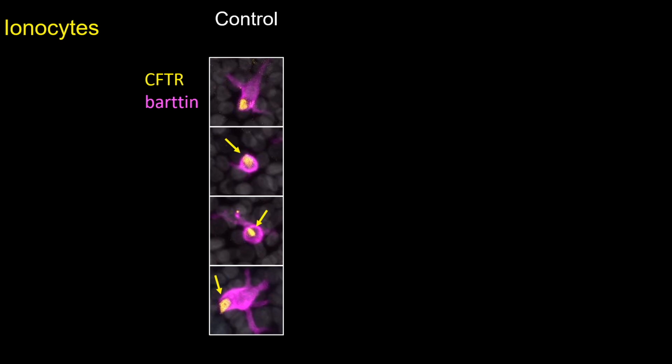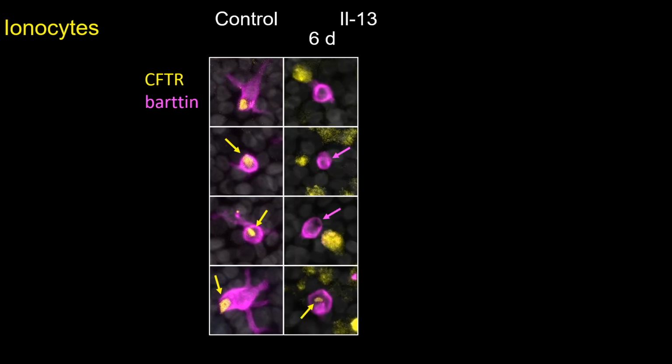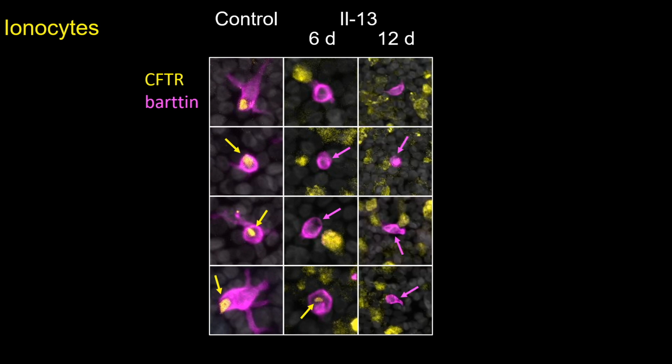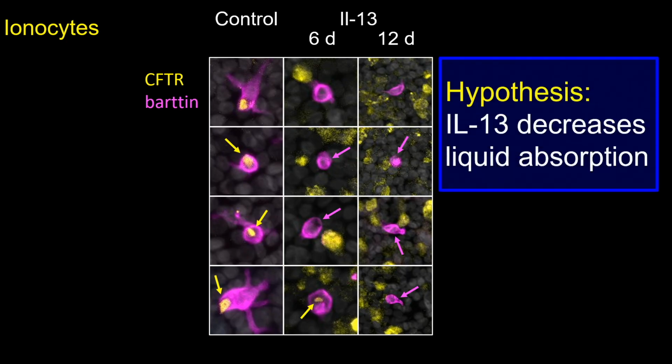Again, nice apical CFTR caps in all 4 ionocytes that I'm showing. But even as early as 6 days after IL-13 treatment, you can see a number of these ionocytes begin to leave the CFTR cap. This one appears to be diminishing there. And then when you extend it out to 12 days, you can see that the remaining ionocytes that are present in the culture all lack this CFTR cap, while the accompanying secretory cells have rather significant amounts of CFTR expressed.